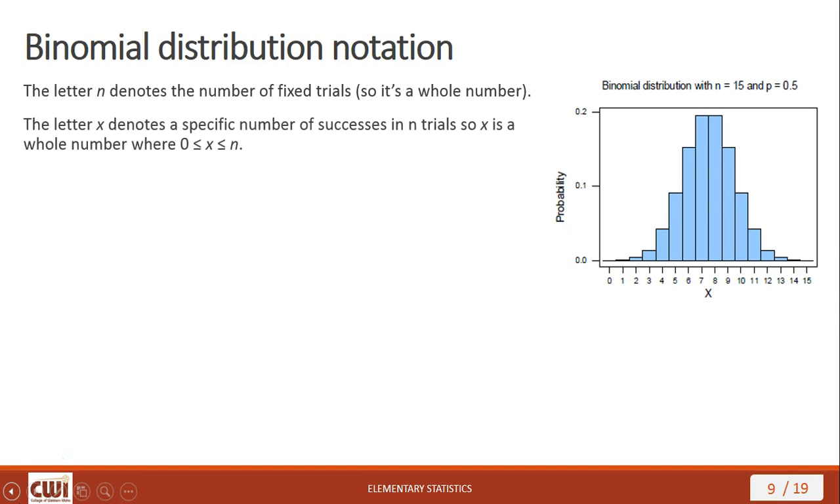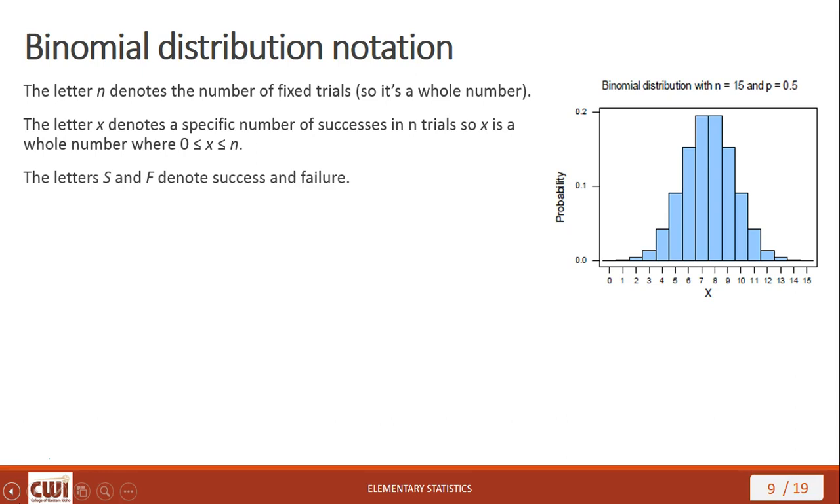We're going to use a lowercase letter x to denote a specific number of successes in n trials. So x is also going to be a whole number. It will be no less than 0, because you can't have a negative number of successful trials. But it's not going to be any greater than n, because you can't have any more successful trials than you have actual trials. So it's a whole number between 0 and n. This is our random variable.